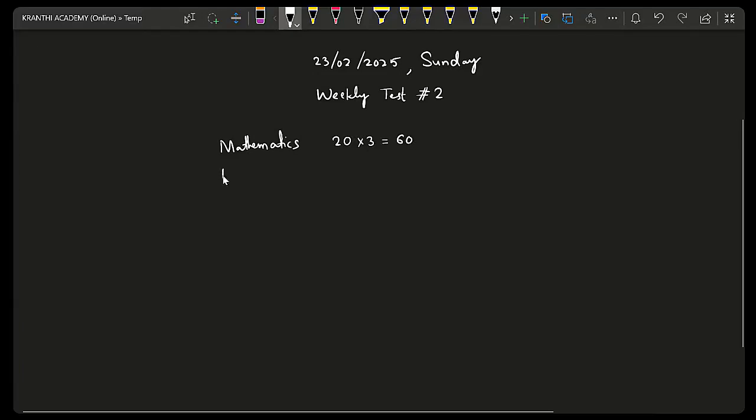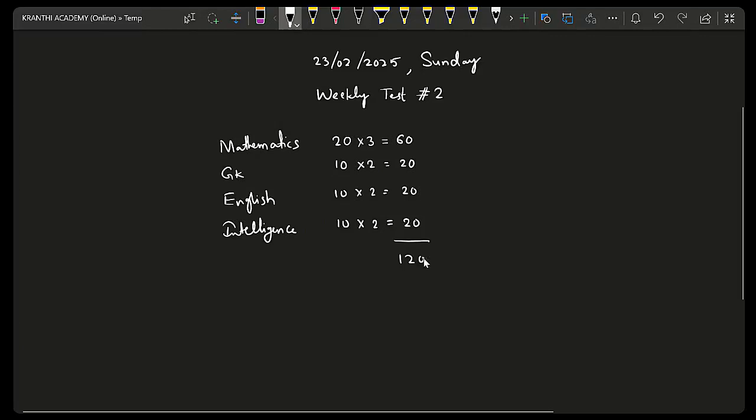And GK. Last exam I gave 5. Now I'm going to give 10 questions, each carrying 2 marks, 20. English, I'll give 10 questions, each carrying 2 marks, that is 20. Intelligence also, 10 questions, each carrying 2, that is 20. So a total of 120 marks you'll be writing the exam.